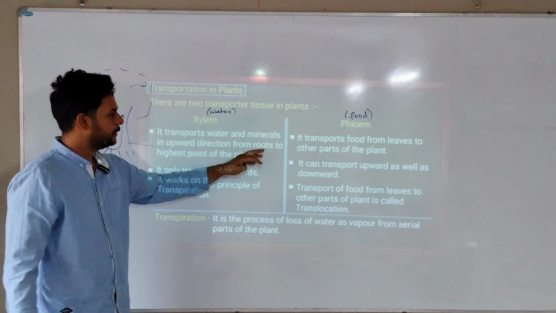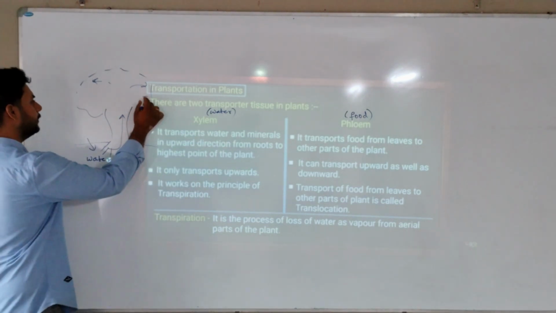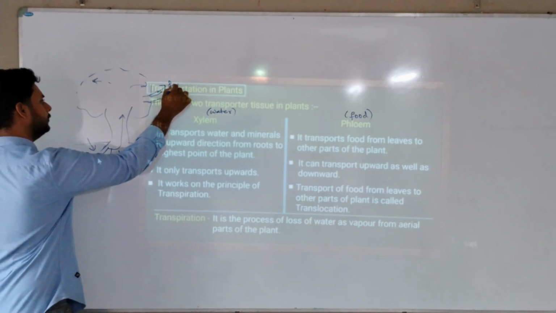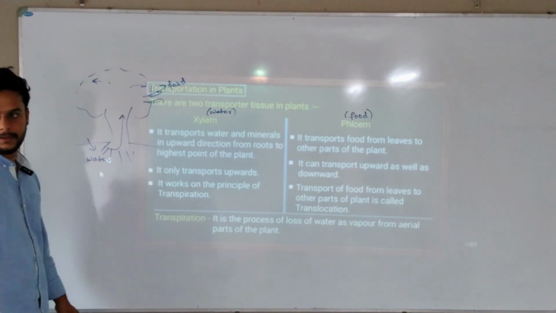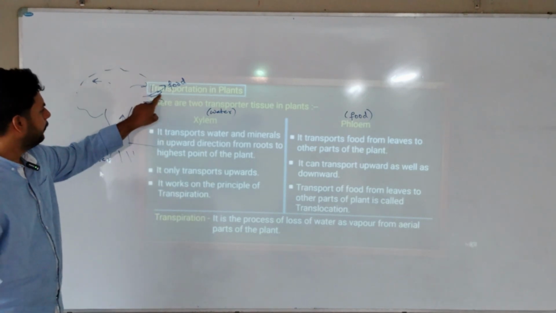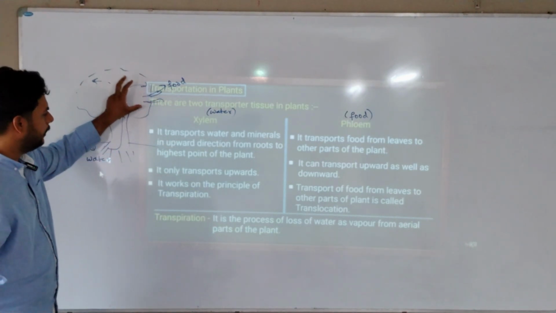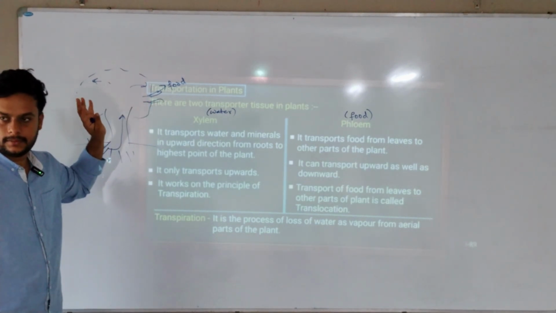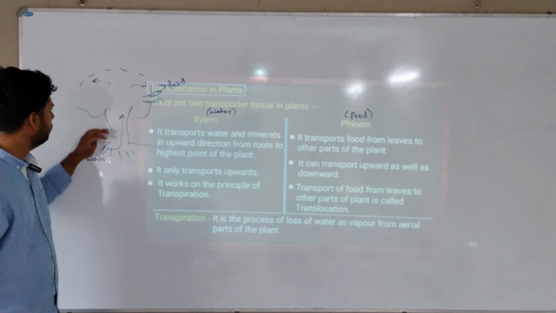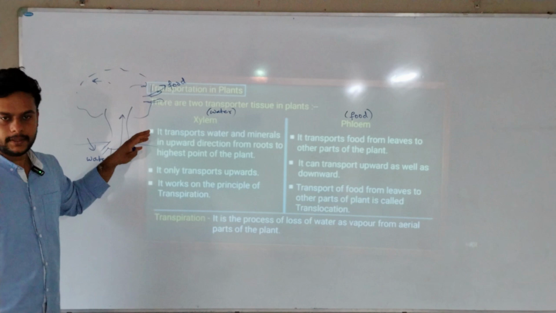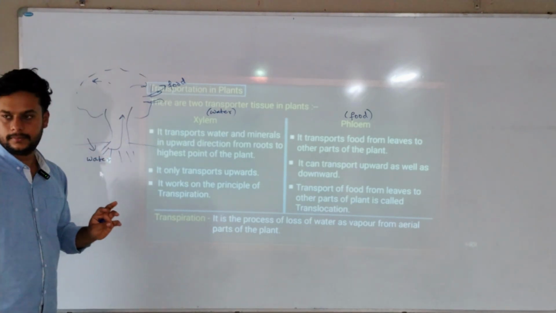Phloem transports food. So here leaves are there. Here food is getting prepared. Here food is ready. It transports food from leaves to other parts of the plant. From the leaf, it will go to all parts: stem, roots. Getting? So everything will get food from the leaf.